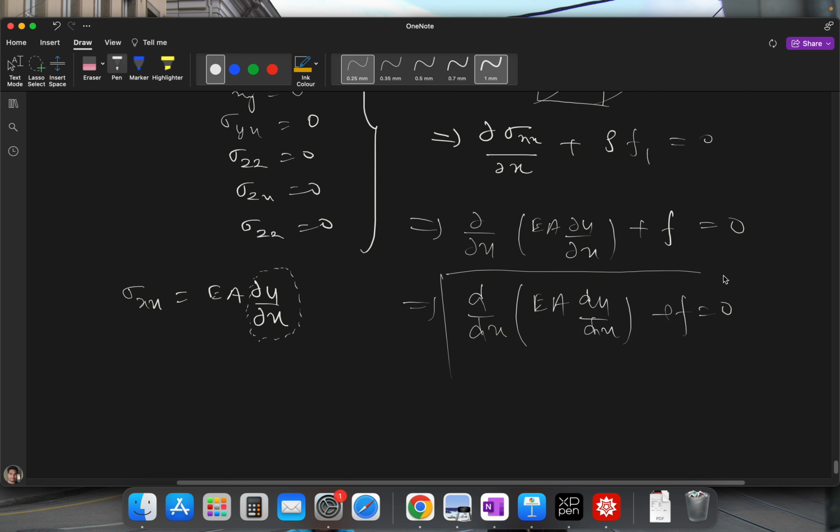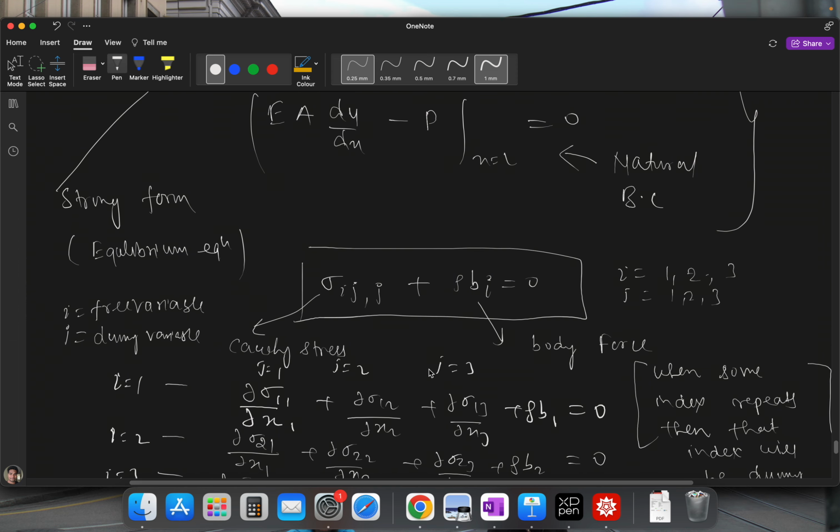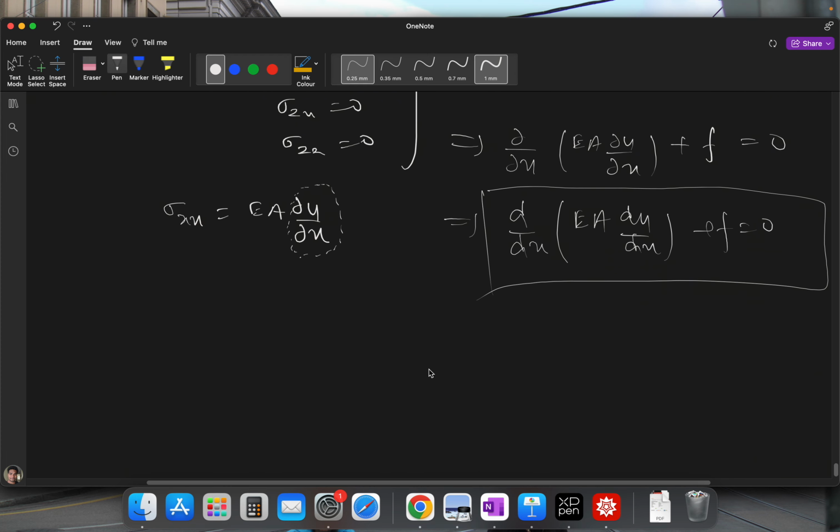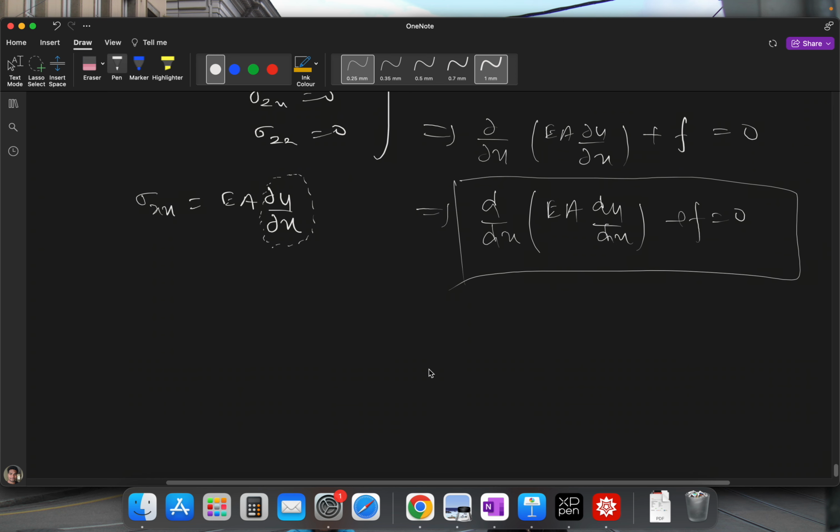Can you see that this is nothing but a strong form? Yes. The same thing, whatever you got. So there is a conclusion that if you want to get an equilibrium equation, then you can directly get it by minimizing the total potential energy of the system.